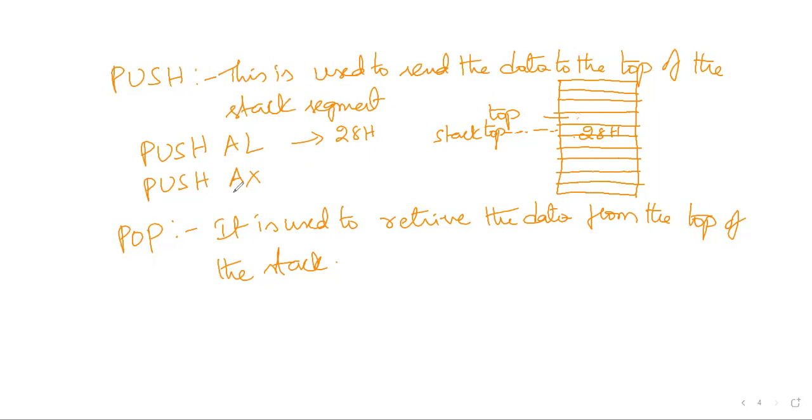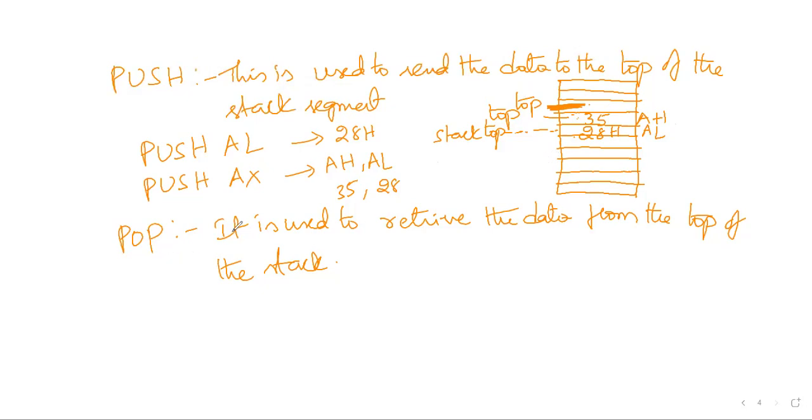This time suppose we are giving PUSH AX. What does that mean? AH and AL combination. So AL is 28, and for example AH is 35 hexa. PUSH AX means first the AL register contents are copied here and it is incremented by 1. Then the 35, the AH register contents, are copied, and again it is incremented by 1. So now this is the stack top. This is the push instruction operation.